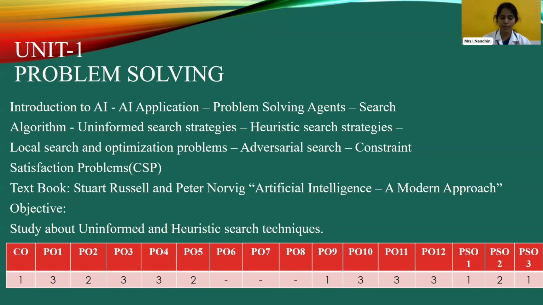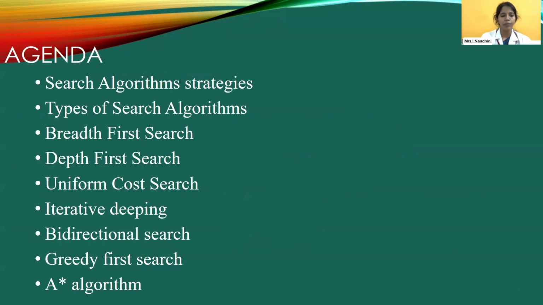The CO1 is mapped with PO1, PO2, PO3, PO4, PO5, PO9, PO10, PO11, PO12, and the PSOs, the program specific outcomes of our department. So the main agenda for this video is search algorithm strategies, types of search algorithms, breadth first search, depth first search, uniform cost search, iterative deepening, bidirectional search, greedy best first search, and the A-star algorithm.